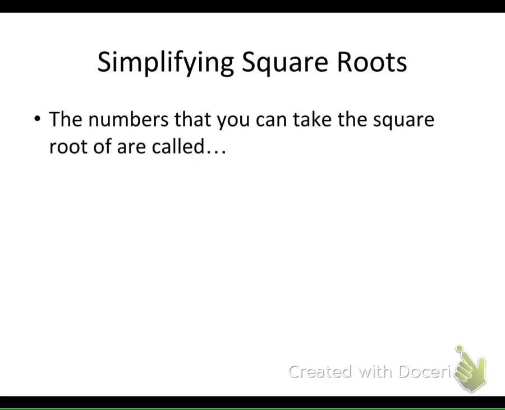So the first thing that we need to write down, it says the numbers that you can take the square root of are called, so the numbers that you can take the square root of that works out evenly is going to be called what? So for example, if I say the square root of 16, what's our answer? 4. That worked out evenly. 4 squared. So it's going to be considered a perfect square.